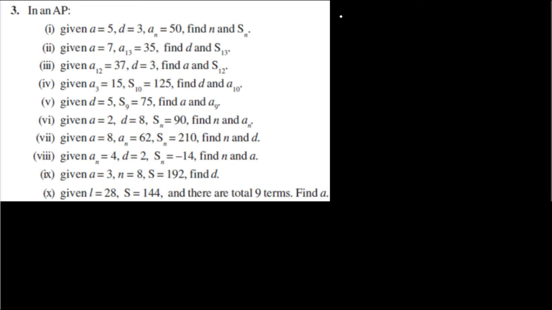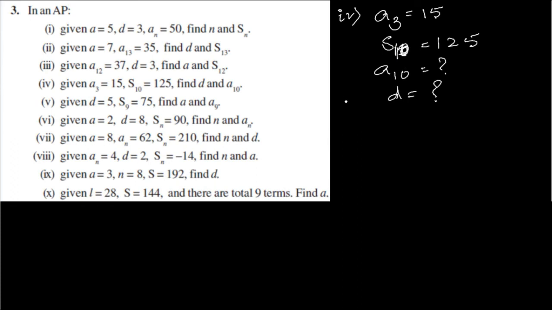Fourth question. In the fourth one, we are given the third term and the sum of 10 terms, S10 equal to 125. We need to find out the nth term a10 and also the common difference. A3 refers to a + 2d, and it is given as 15. So a will become 15 minus 2d.